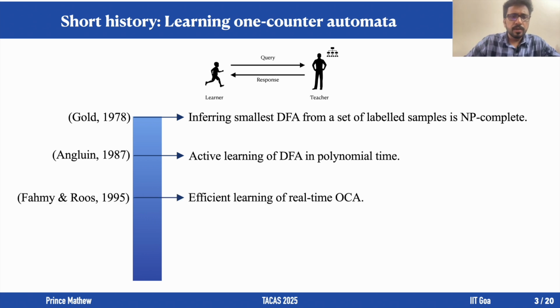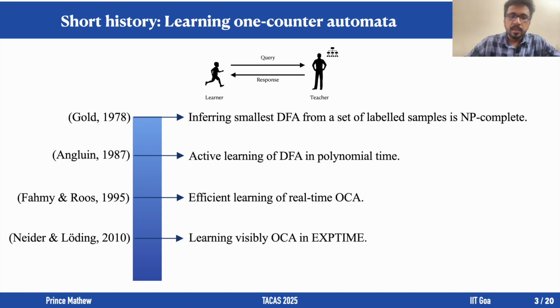Now in the context of one counter automata, Fahmy and Roos in 95 gave an algorithm for learning real-time one counter automata. However, this algorithm needed exponential time and exponential membership queries. Later in 2010, Neider gave a learning algorithm for visibly one counter automata.